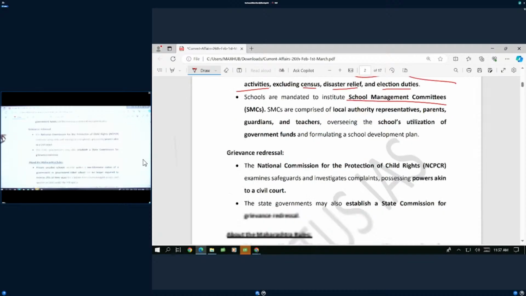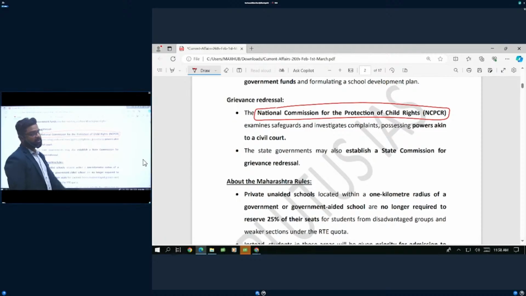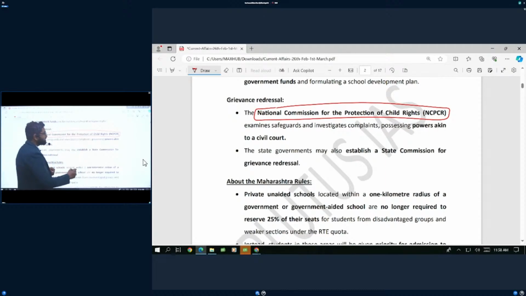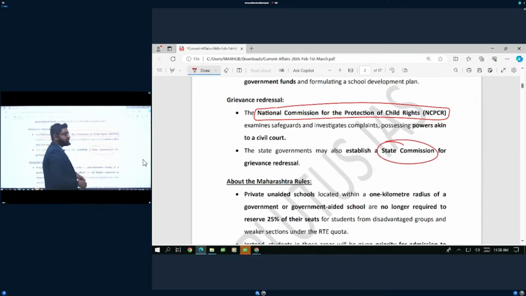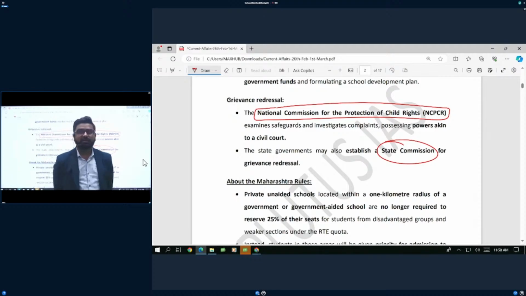Next, grievance redressal. If anyone has any problem with non-implementation of RTE, they can go to this body, National Commission for Protection of Child Rights. They can make complaint. They can do whatever they want. However, the law also says that all state government can establish state commissions for grievance redressal, and no state has. किसी state में commission नहीं है. The only role we have is NCPCR that works for this. It takes care of the children. If you have a problem, you can go there.